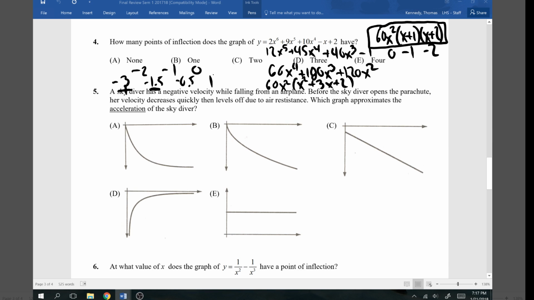And then at -0.5, they're both positive. Everything's positive. We're happy. We change again. That's 2 inflection points. And if I plug in 1, everything's still positive. So there's not an inflection point at 0. So there are 2.